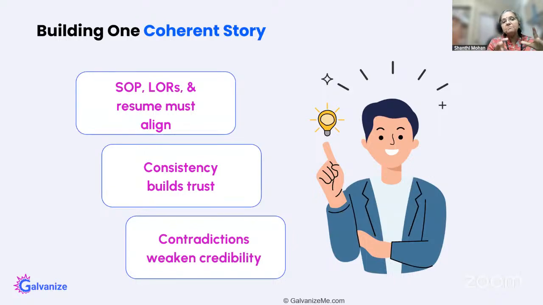Same thing, always build one coherent story. SOP, LOR, resume, all must align, which I already told you. Consistency is the key. And too many contradictions definitely bring down your credibility, and you may not be considered the right student, even though you have all the qualifications. So please give a lot of importance to being the same person across different layers of your application.